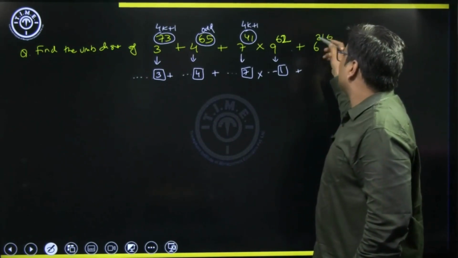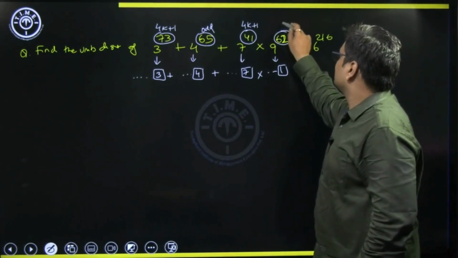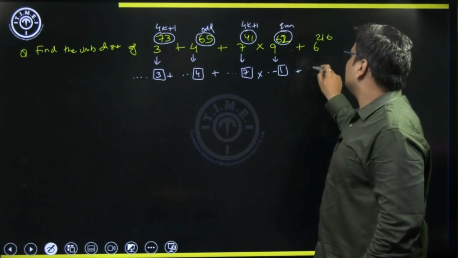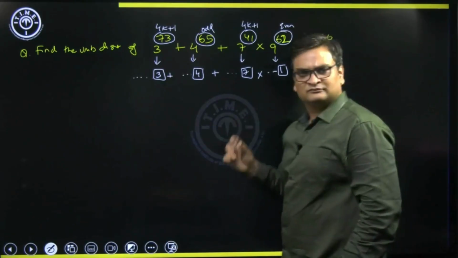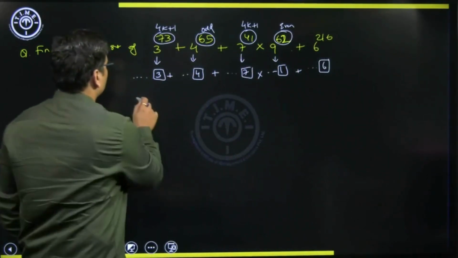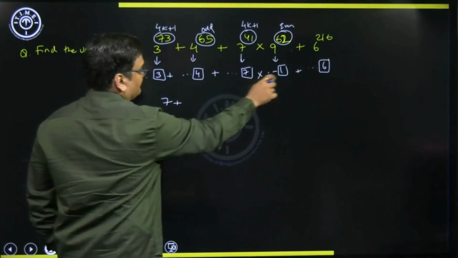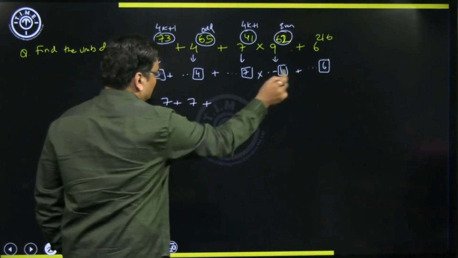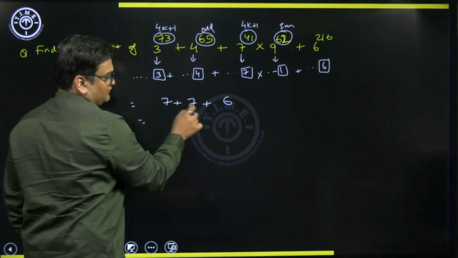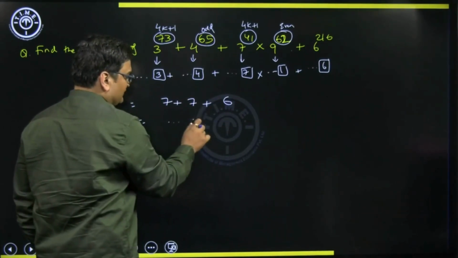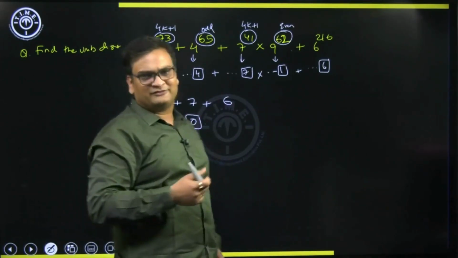Plus 6 to the power anything. This is even, right? 9 to the power even is 1. 6 to the power anything will be 6 only. So now we simplify. So how much will it be? 3 plus 4, 7, plus 7 into 1, 7, plus 6. So going to be 7 plus 7 is 14, 14 plus 6 is 20. I want only the units digit, so my answer will be 0.